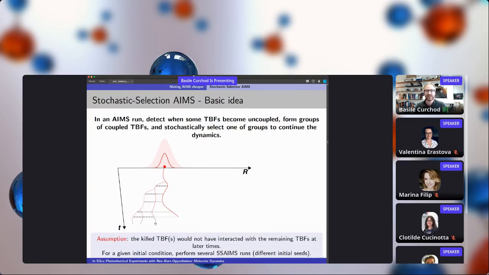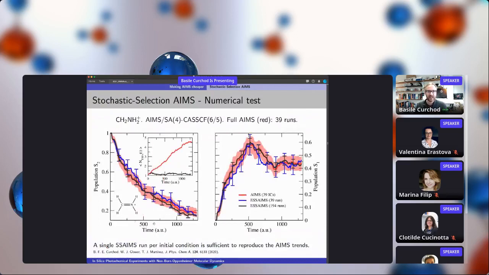So how does that perform? Let's first start with this very simple molecule, protonated formaldehyde. In this plot you have time, and here the population of a given excited state. This is the second excited state, and this is the first excited state. What you have in red is an ab initio multiple spawning that has been fully converged, so you see the decay here in red. The blue and the gray lines are just different tests of this stochastic selection ab initio multiple spawning. The blue line is just rerunning the same initial condition without even trying to converge this stochastic algorithm. You can see that in both cases, the stochastic selection ab initio multiple spawning falls within the error bars of the ab initio multiple spawning.